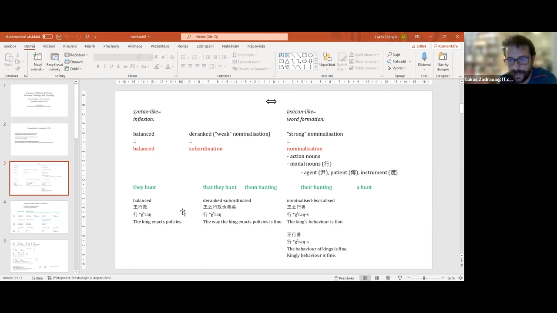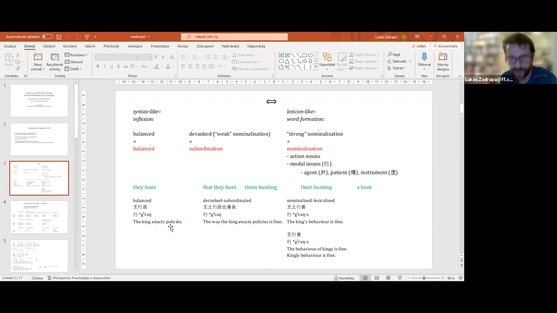And for classical Chinese, we can give examples which are some kind of parallel to this English scale. But English is a language that has a very fine-grained scale of nominalization. In most other languages, there are fewer possible positions on this scale because they are not differentiated by morphosyntax or morphology. So for example, for classical Chinese, I have these three positions that he has balanced.